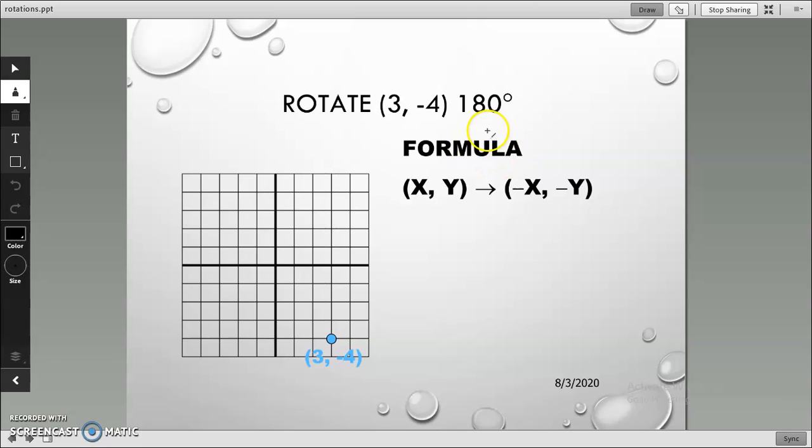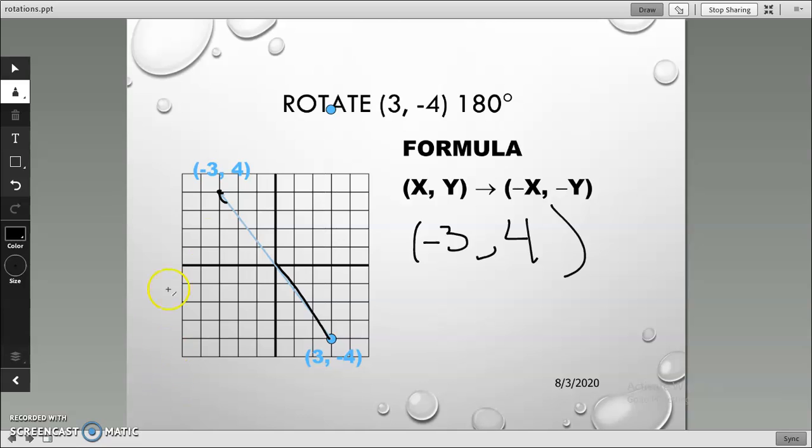Again, our formula for 180-degree rotation is just to change the signs of the values. So we'll have -3 and 4. So we go over 1, 2, 3, 1, 2, 3, 4. Oops. So from here to here, it definitely looks like a straight line.